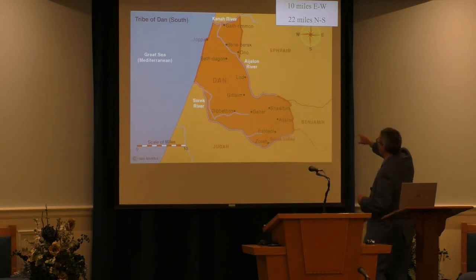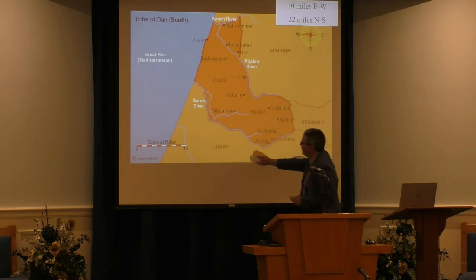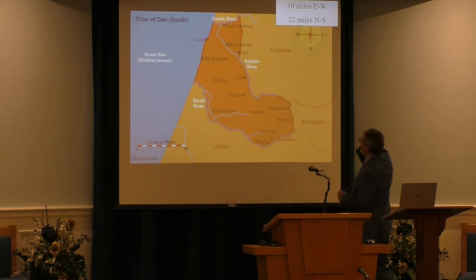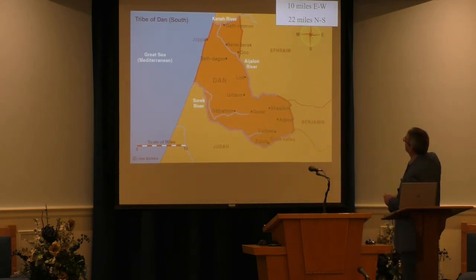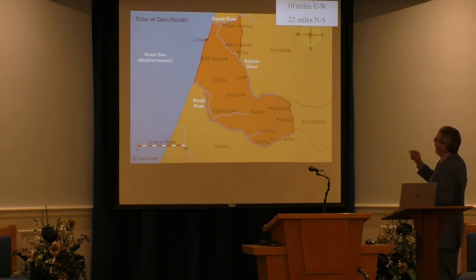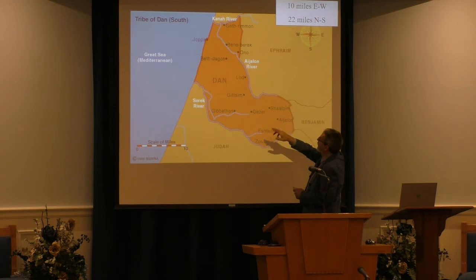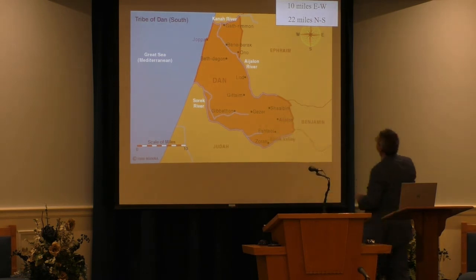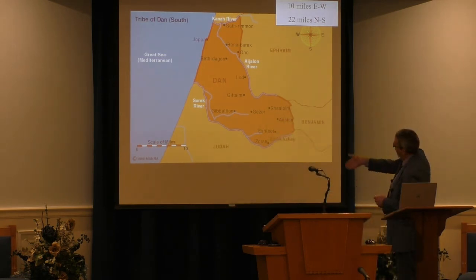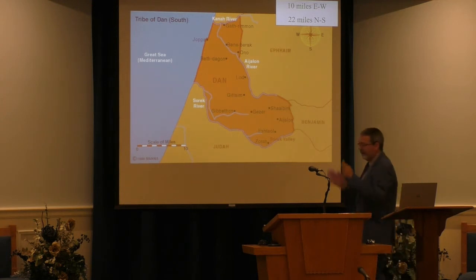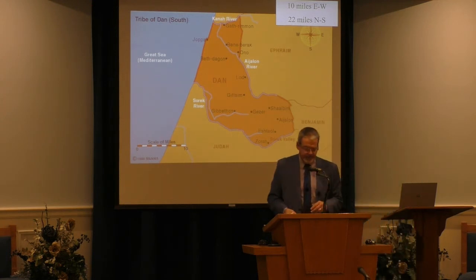So you've got Benjamin here, you've got Ephraim, and you've got Judah here, and this is Dan. Kind of an odd shape, about 10 miles east and west. Not if you measured from here over to the seacoast, but about 10 miles in a part of the place. But then up north and south, it's about 22 miles. Just kind of give you a general perspective of the size.